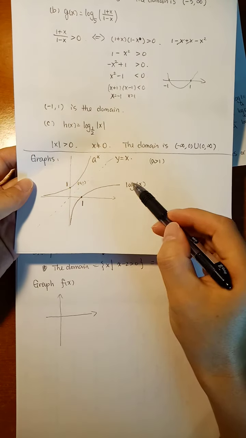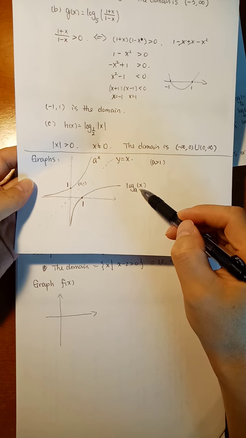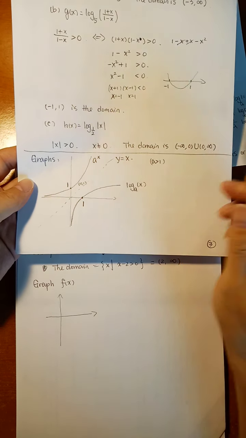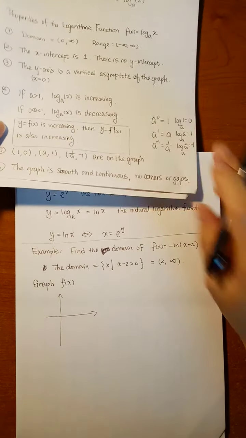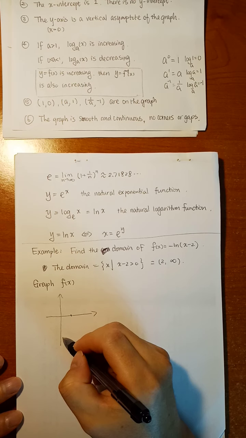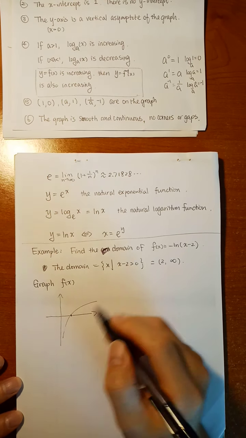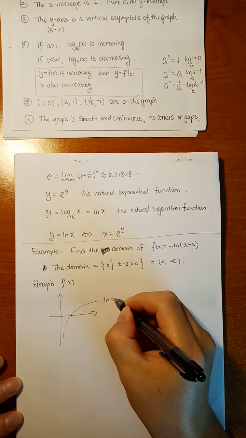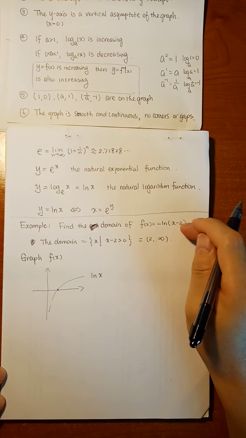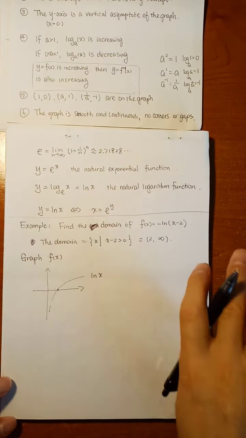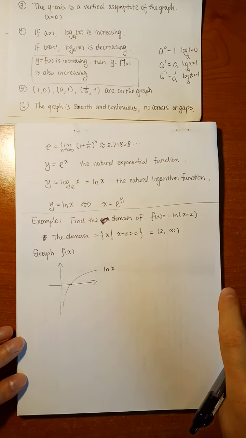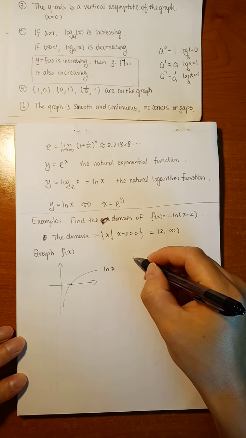We had this graph of a logarithm to the base a of x when a is greater than 1. And now we use e, which is greater than 1. So this is the graph of ln of x, the first step. And second, x minus 2: we are going to translate the graph horizontally 2 units to the right.